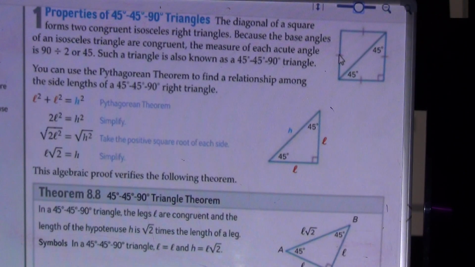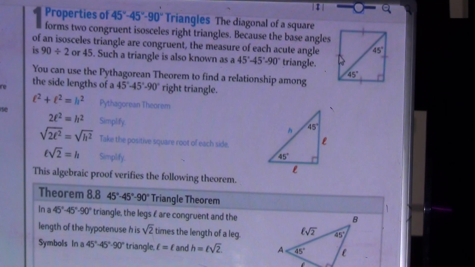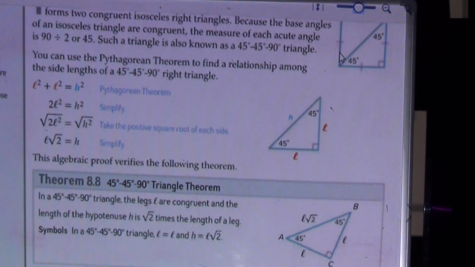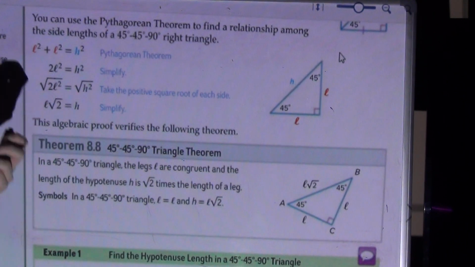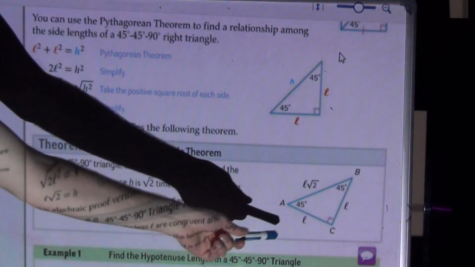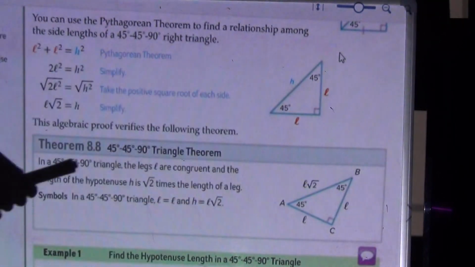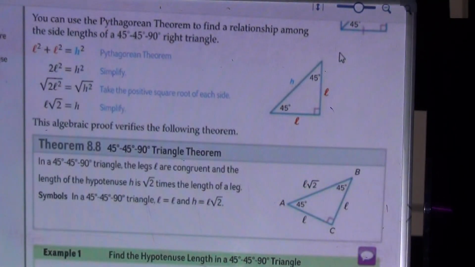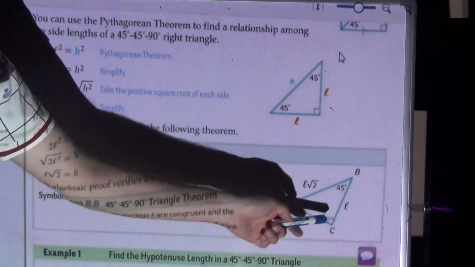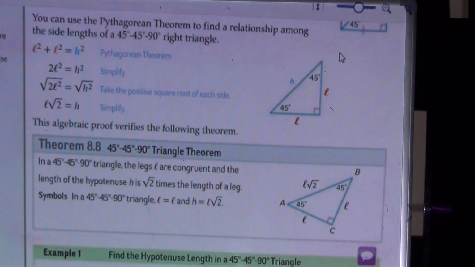Makes sense. Now, with the legs and the hypotenuse of this special right triangle, there's a special relationship. That's the key here, and that's what Theorem 8.8 is. If you have a 45-45-90 triangle, they show a proof here. The two legs are congruent, and the hypotenuse is the length of a leg times the square root of 2. That's going to be it.